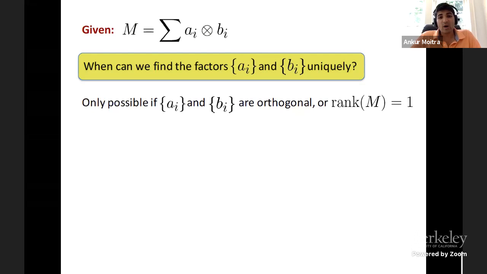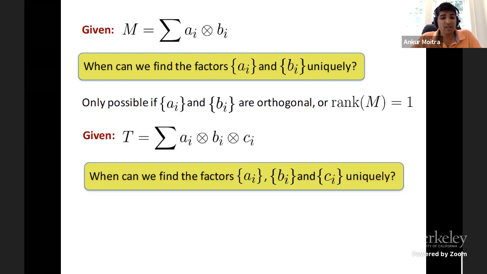So now let's go back to our rotation problem. The real problem with matrix decompositions, as I mentioned, was that the factors A sub I and B sub I are not uniquely determined when all you know is the matrix. But what happens if you give me a low-rank tensor, where T is the sum over I of A sub I tensor B sub I tensor C sub I?